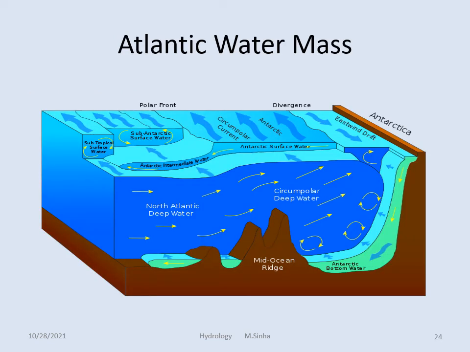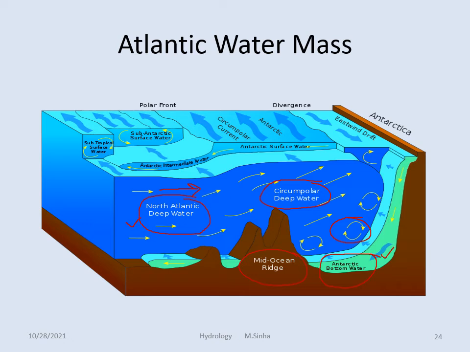Okay, let's have a look. This is the Atlantic Ocean. This is the mid-oceanic ridge. This is the bottom Atlantic water mass. This is very cold and dense, and this is the intermediate part. So observe the circulation pattern. North Atlantic deep water mass moves in that way, but circumpolar deep water moves in a circular way.